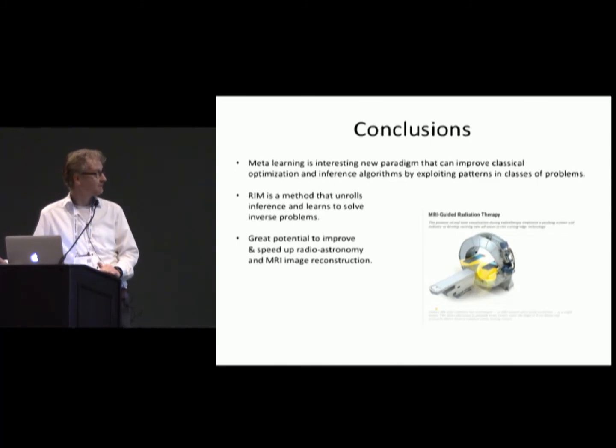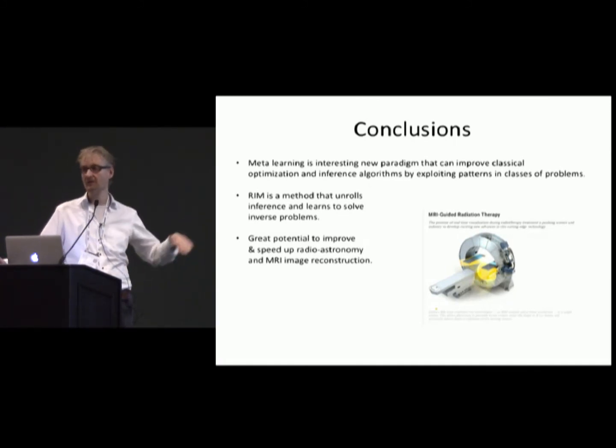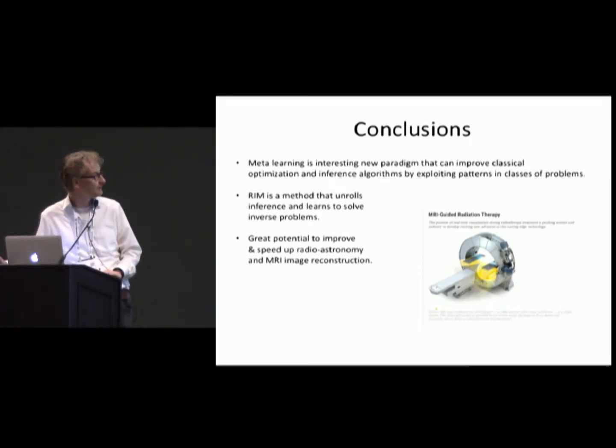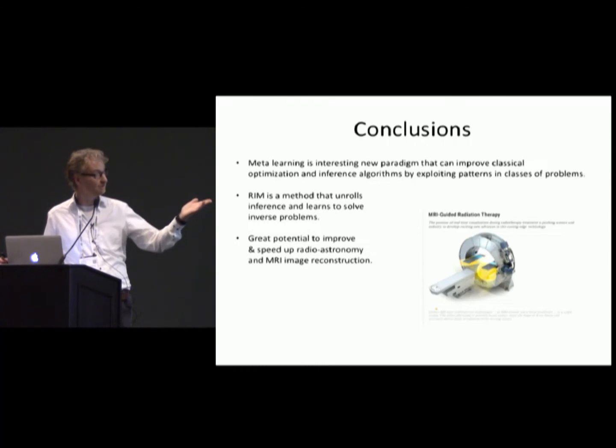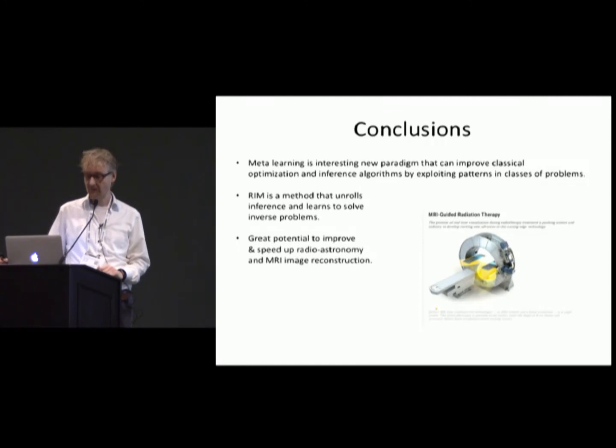So the RAM is a method that unrolls inference in particular and learns to solve inference problems. It's connected to a lot of work that I really didn't go into very much, but there's work in computer vision that connects to this, and all sorts of other good stuff. And it has great potential to improve both speed up and accuracy in radio astronomy and MRI image reconstruction, in my opinion. In particular, I'm very hopeful that one day we can actually do real-time MRI imaging to build these kinds of machines, or to make sure that we can radiate and image at the same time. Thank you very much.